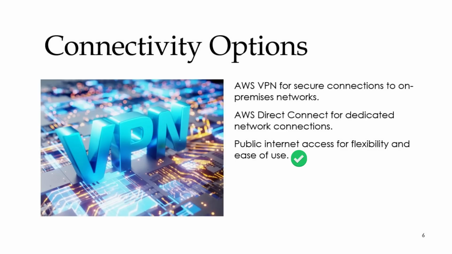So, which one's right for you? If you need security and don't mind some variability, go for VPN. For high performance and reliability, Direct Connect is your best bet. And for general, flexible access, the public internet is your friend. There you have it. Your AWS connectivity options in a nutshell.